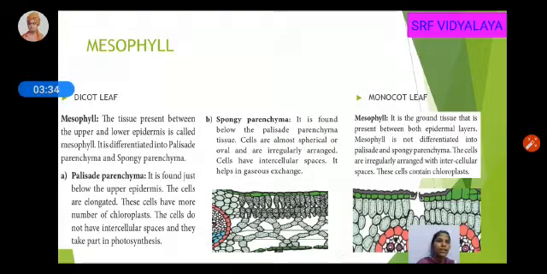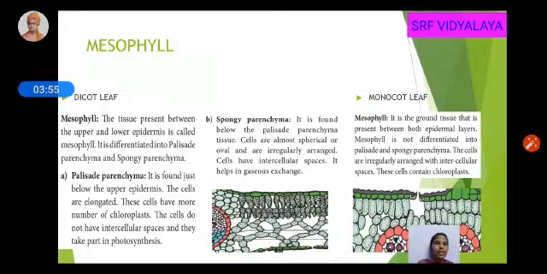The next one is mesophyll. The mesophyll is the middle region between the upper and the lower epidermis. In dicot leaf, the mesophyll is differentiated into two types. They are palisade and spongy. Whereas in monocot, there is no such differentiation. So now we shall see one by one.